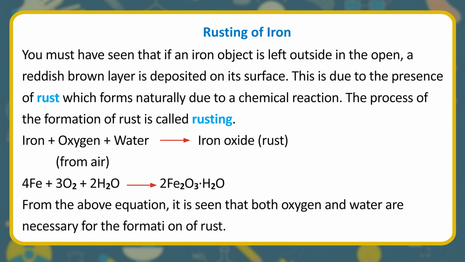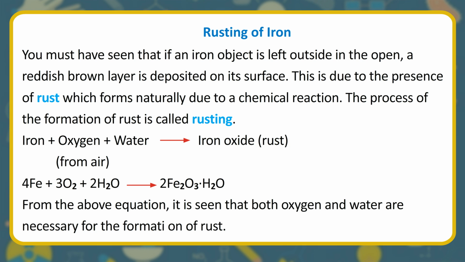Rusting of iron. You must have seen that if an iron object is left outside in the open, a reddish-brown layer is deposited on its surface. This is due to the presence of rust, which forms naturally due to a chemical reaction. The process of the formation of rust is called rusting. Iron plus oxygen plus water gives iron oxide, rust. Oxygen from air. 4Fe plus 3O2 plus 2H2O gives 2Fe2O3·H2O.